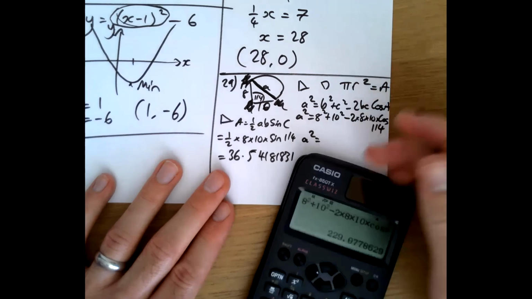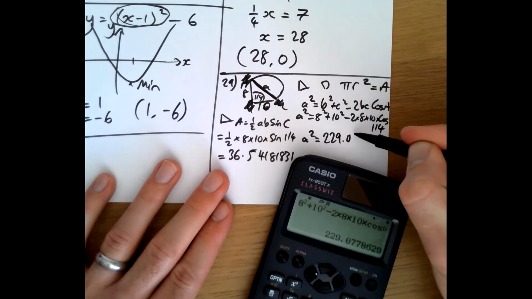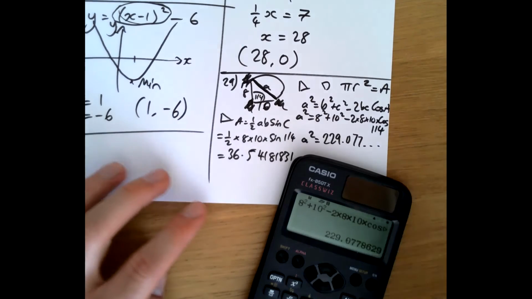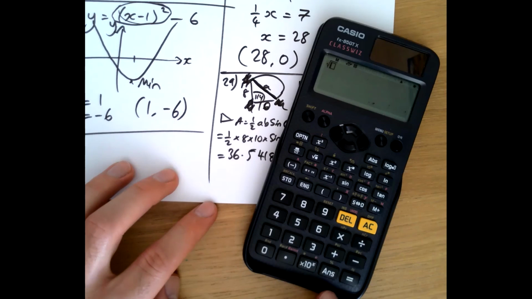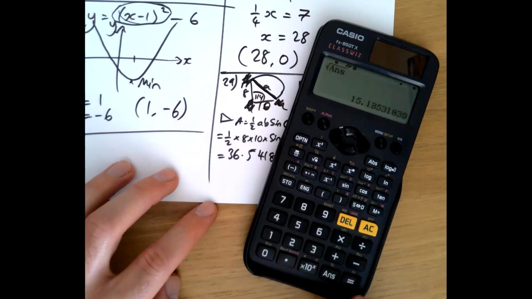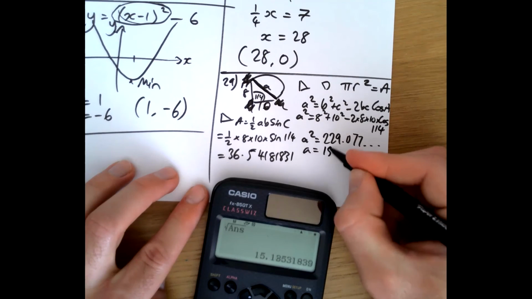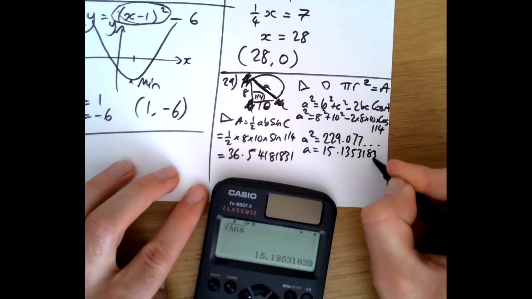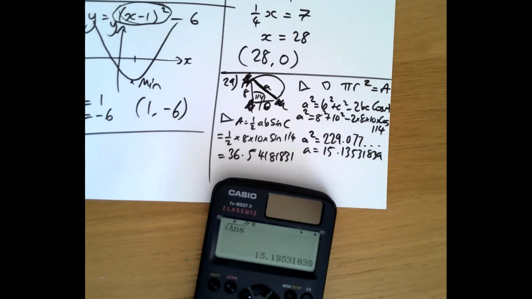a squared is going to be 229.077 and so on. I'm going to keep that in my calculator and I'm going to square root it. So I do the square root of my answer equals 15.1 something. So a is 15 point, and again I'm going to keep the decimal places for now. Some of you might have a trick to remember it in your calculator. I don't know how to do that, but well done if you do.